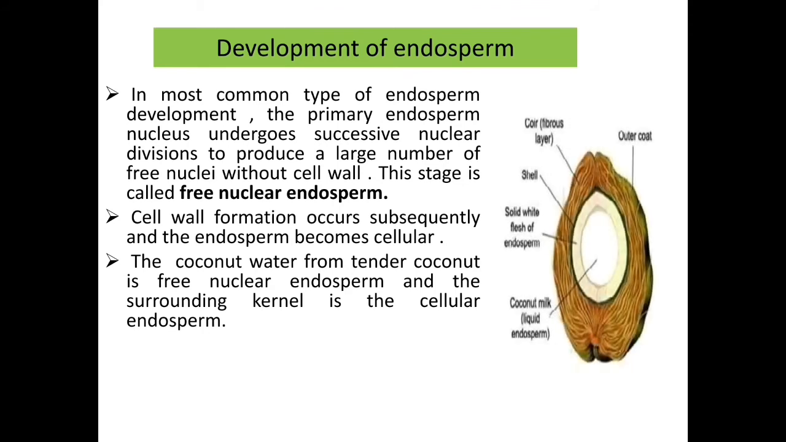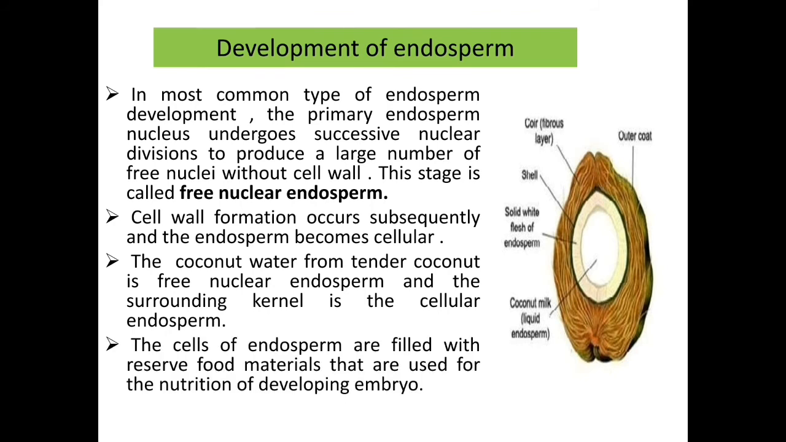So here is a diagram or a picture which shows the solid white flesh of endosperm. This is the cellular endosperm, whereas the coconut milk or liquid endosperm is free nuclear endosperm. So I hope that you came to know the two types of endosperm, free nuclear endosperm and cellular endosperm. Ultimately the endosperm is filled with reserve food.